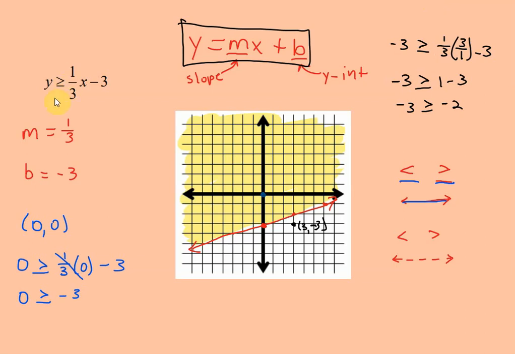If it's in slope-intercept form, we can look at the inequality. And if it says greater than or equal to, we shade above the line. If it says less than or equal to, we're going to shade below the line. So as you see here, this said greater than or equal to, and we shaded above the line.